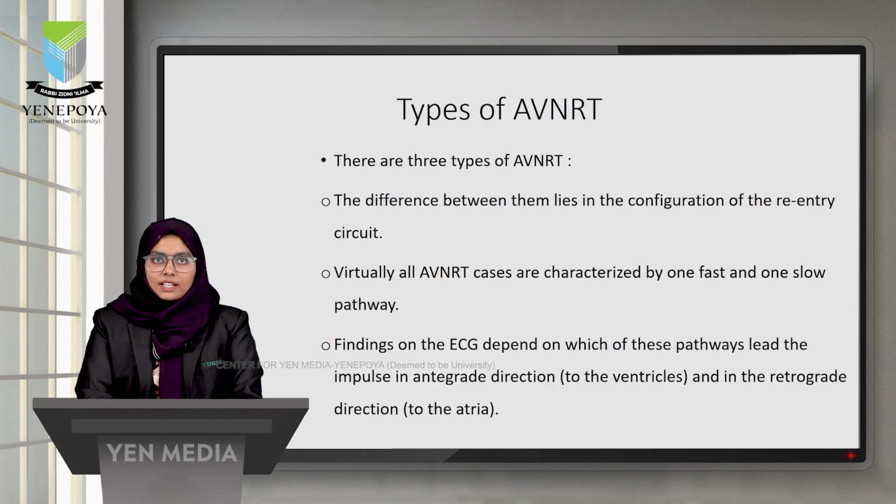Types of AVNRT. There are three types of AVNRT. The difference between them lies in the configuration of the re-entrant circuit. Virtually all AVNRT cases are characterized by one fast and one slow pathway. The findings on ECG depend on which pathway leads the impulses in the antegrade direction, that is to the ventricle, and the retrograde direction to the atria.